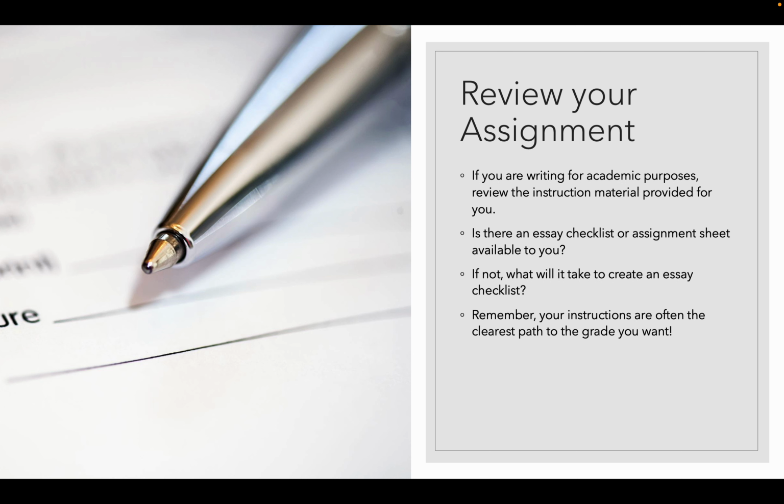And then review your assignment. If you're writing for academic purposes, look at the instruction material provided for you. What did your professor give you? Is there an essay checklist? Is there an assignment sheet available to you? Is there a rubric? What is it that you are working off of? If you don't have an essay checklist, what will it take to create one? Do you know how many words or pages you need? What are the requirements of the assignment? What do you need to include in this essay to create the best possible work?